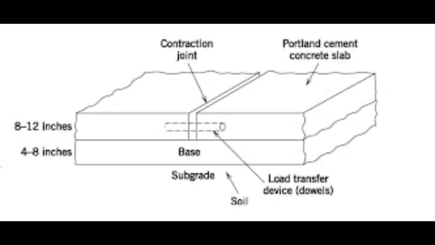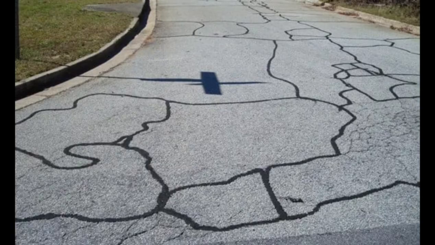Disadvantages: higher initial construction cost, longer construction and curing period. Surface can be rough if not finished properly. Joints may need future maintenance. Structural composition, how they're built.